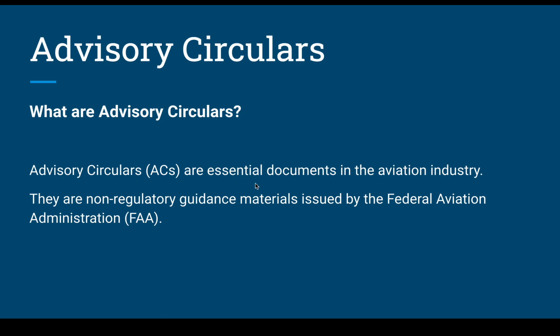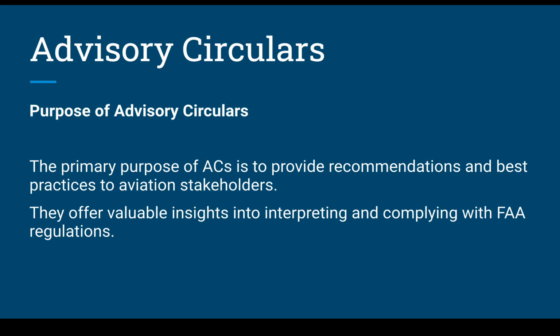So then we get to ACs, advisory circulars. This is one that I use a lot. Every lesson that you learn in this class has been pulled out of advisory circulars, the information in there. These are essential documents in the aviation industry, but they're non-regulatory guidance materials issued by the FAA. They can be a couple pages long. They can be entire books long, and they'll have an AC number to them. They offer invaluable insights, and they give the best recommendations and best practices, and that's their purpose.